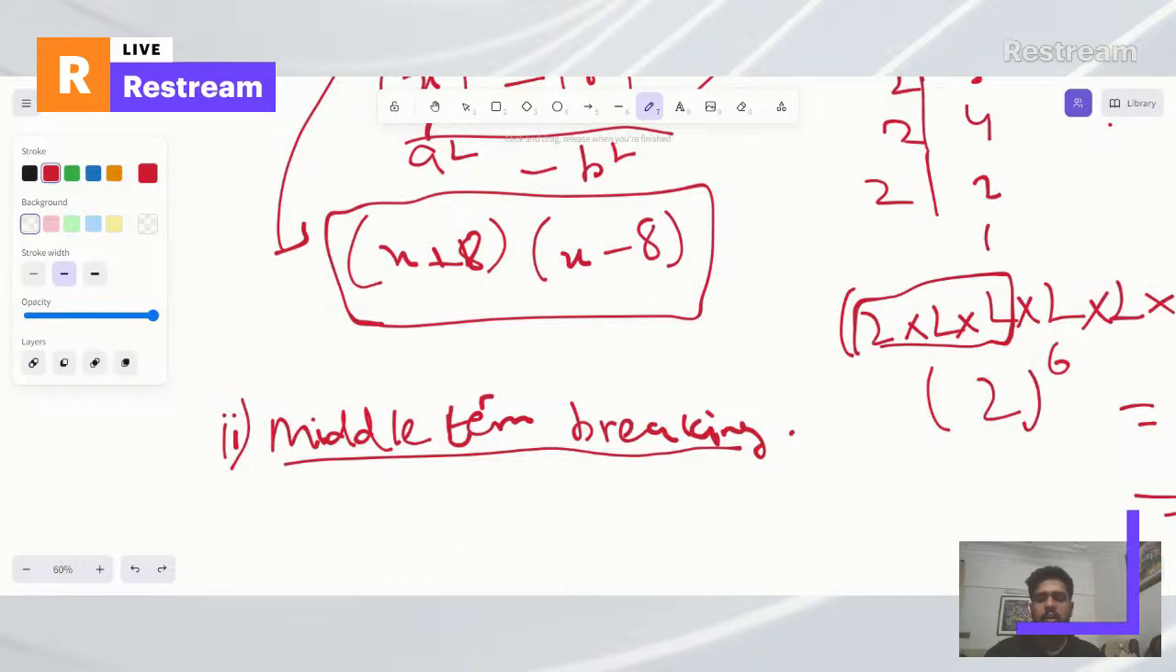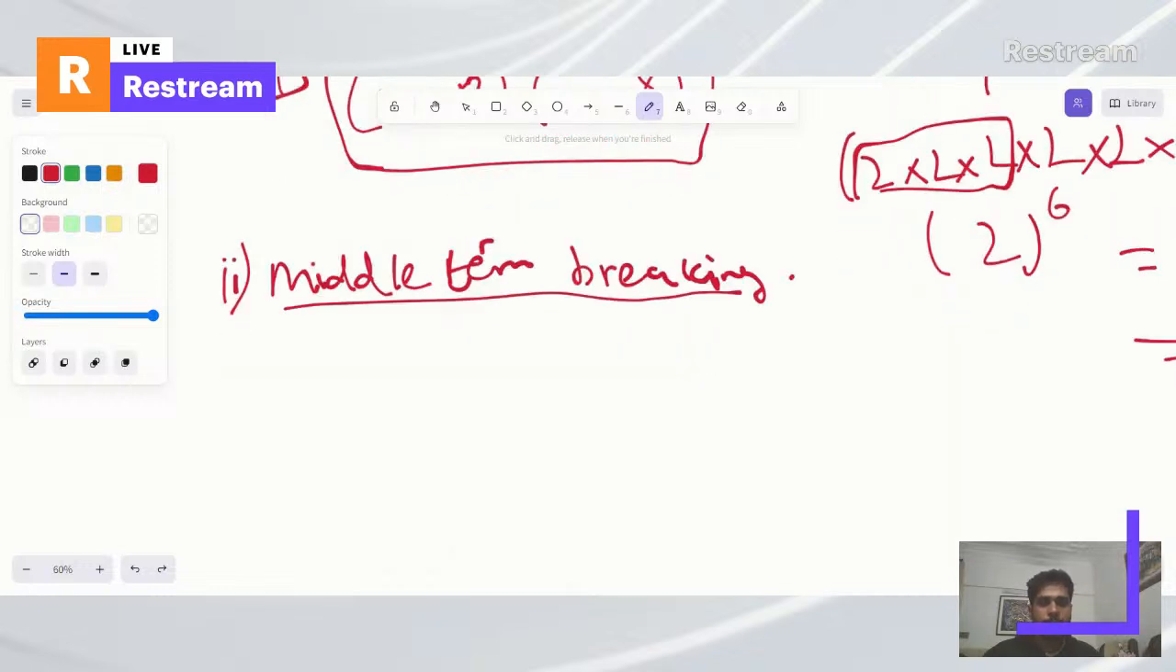So how are we going to do this? Can anybody guess what we are going to do? What do we do when I say middle term breaking? What do I mean by that? Anyone has any idea? All right, so let me just brief you.